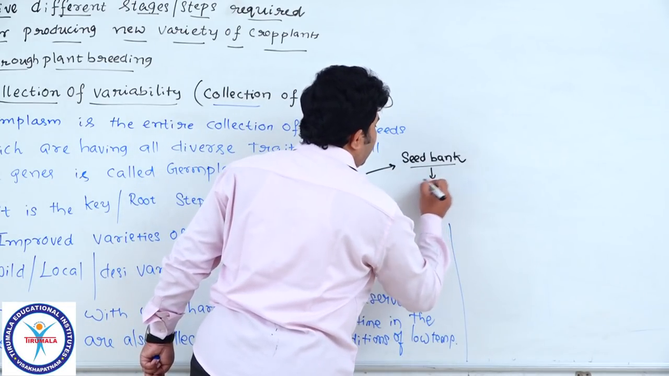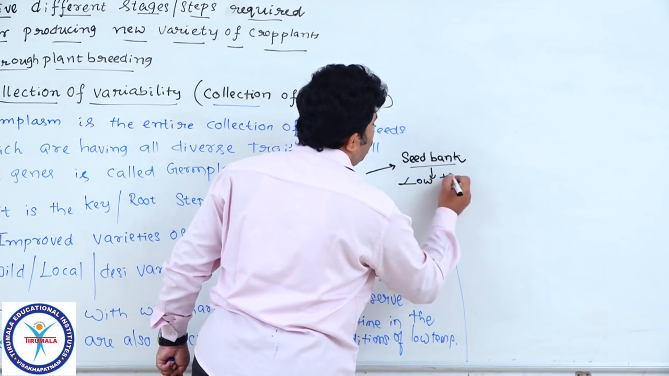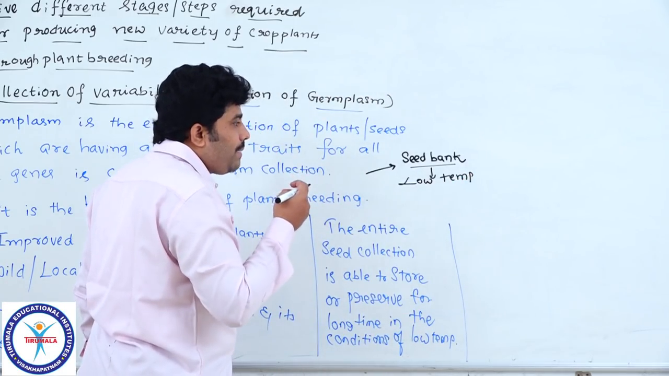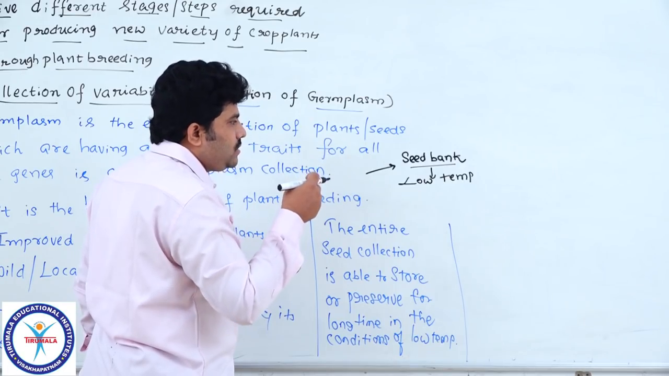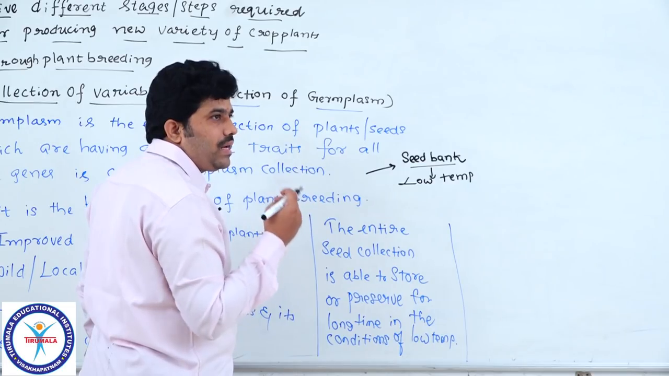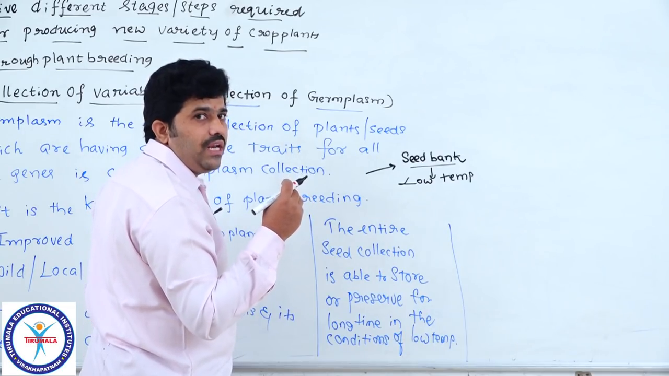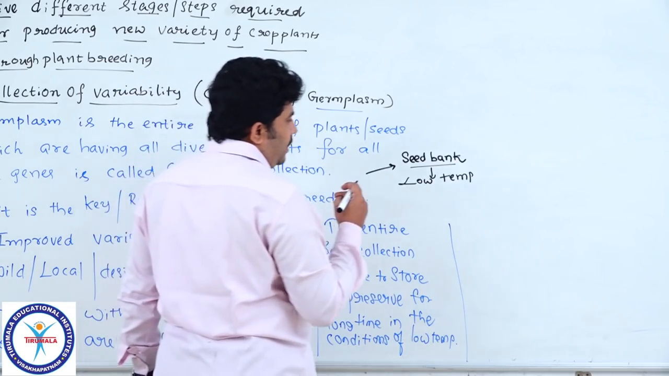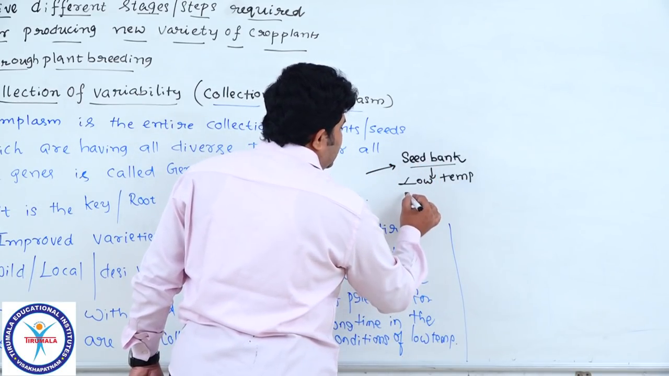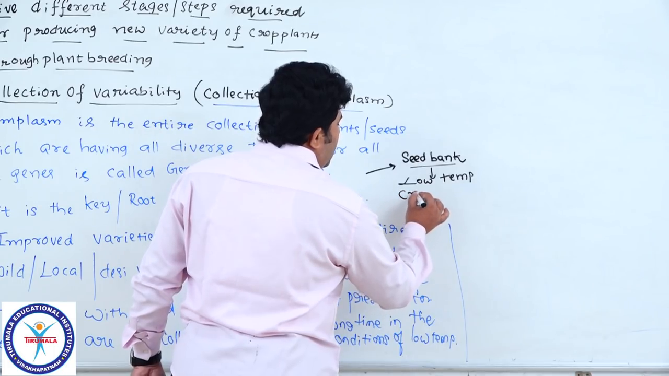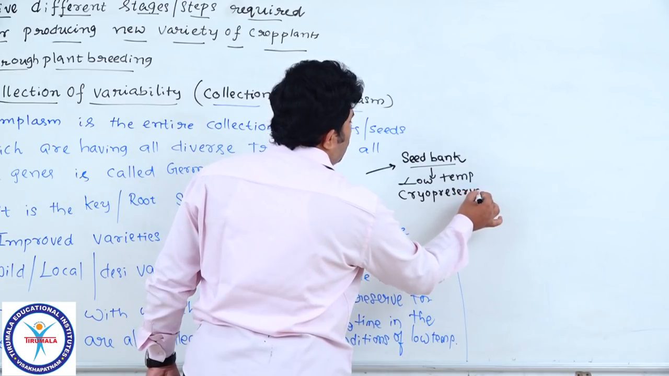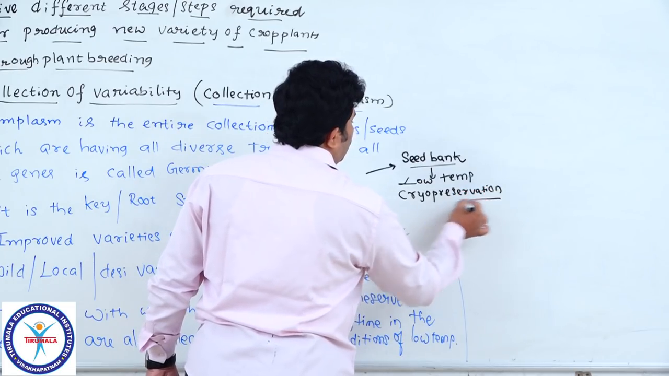Seed bank, which maintains very low temperature to slow down the metabolic functions that slowly occur in the seed, to maintain genetic information for a longer time without losing its genetic information or genetic strength. In low temperatures we are storing in the seed bank. This type of preservation we are calling what? Cryopreservation, you know. Cryopreservation of seeds, we preserve them in low temperatures.